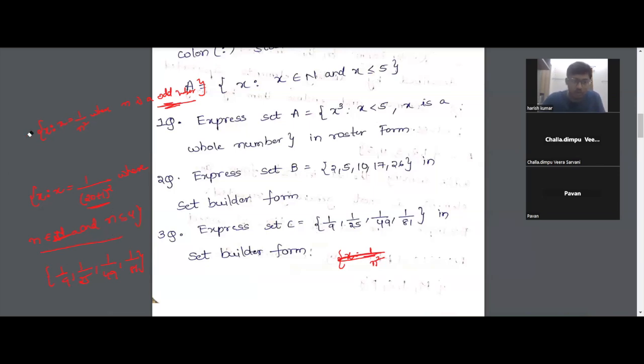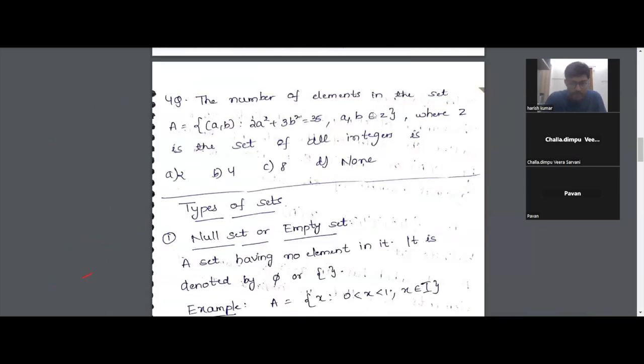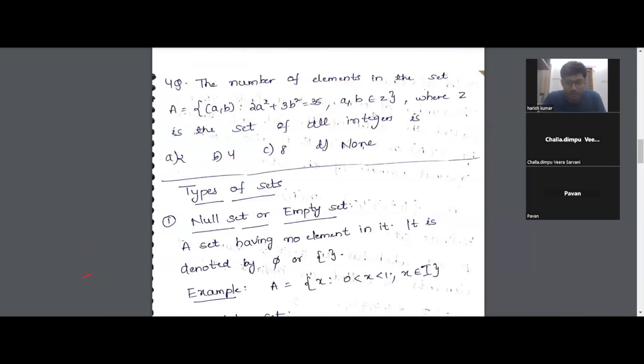So try to avoid using odd number, even number things. You just have to use natural numbers, whole numbers, these sort of things. Okay, all right. What about the fourth question?